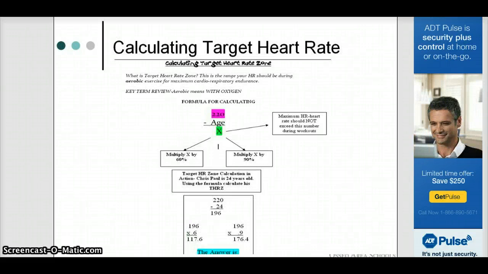The first activity that I'd like to describe is one that I call calculating your heart rate. I use this in my life fitness class, and it's important for students to make sure that they're working out in their target heart rate zone. So we use math to calculate that.